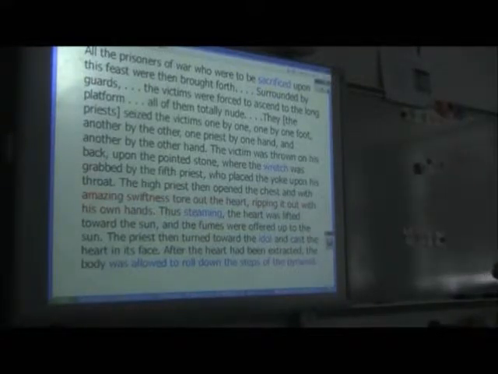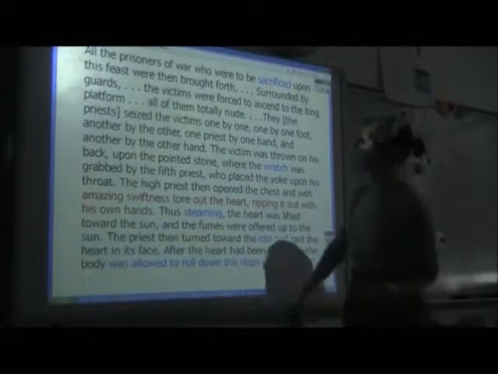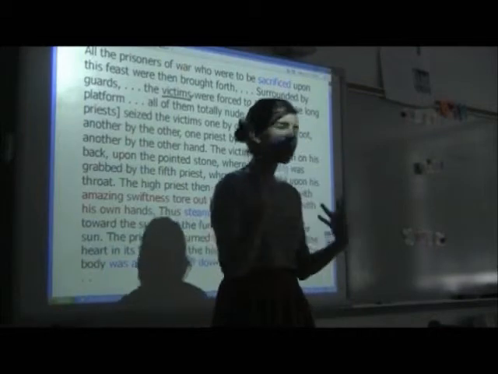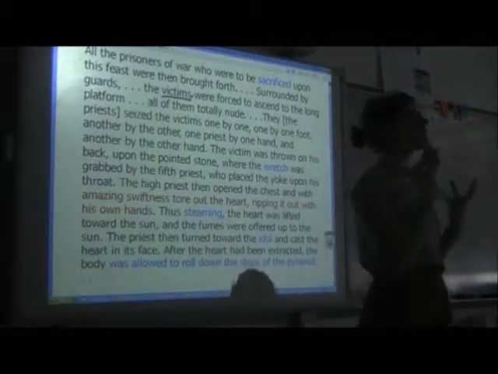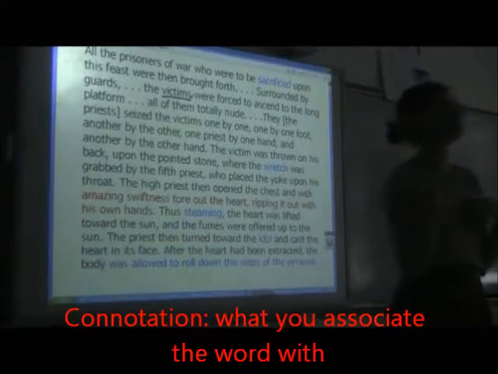All of the prisoners of war who were to be sacrificed upon this feast were then brought forth. Surrounded by guards, the victims. This is an important word. I mean, we know they're prisoners, but to refer to them as victims, that brings out that the people who are capturing them are really mean, and these people are being forced to do it.